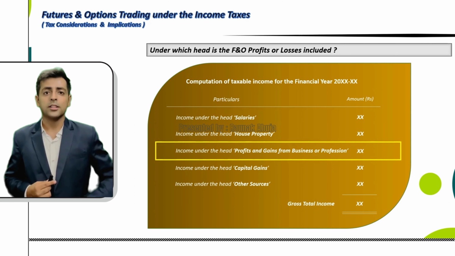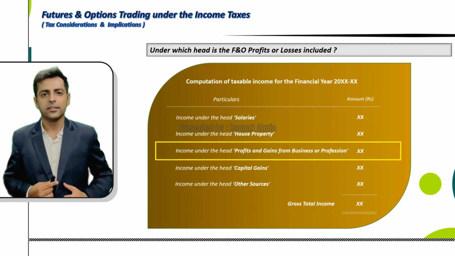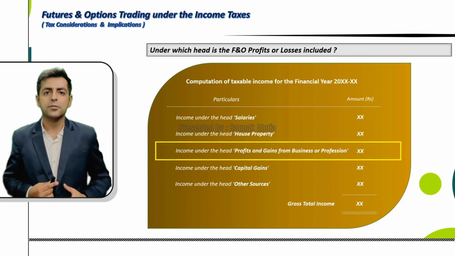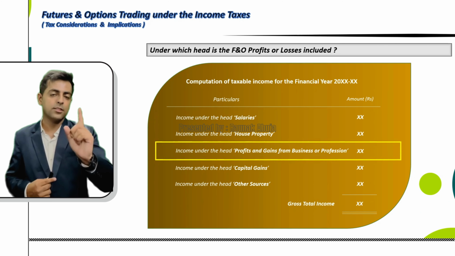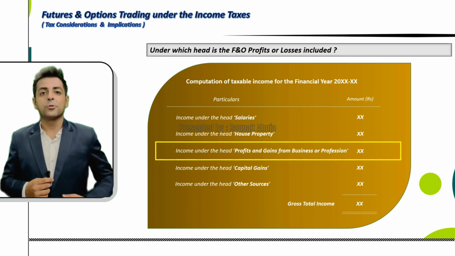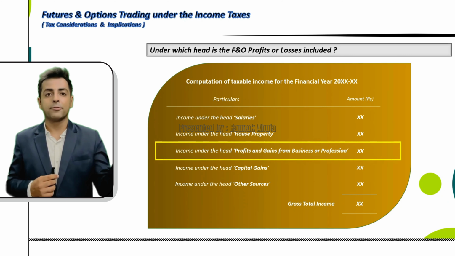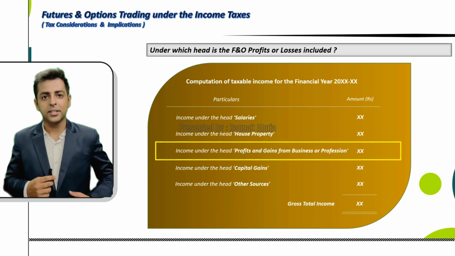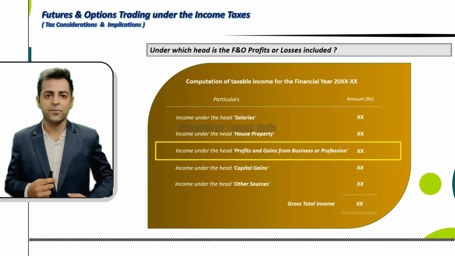Now I'm sure there's one thing on top of your mind, and that is, why do we exactly need to classify this under any heads of income? That definitely has to be the first question in your mind. Let me clear that out for you. The reason why we need to classify this income in one of these 5 heads is to determine the rates of tax that would be applicable in case of profits from FnO.